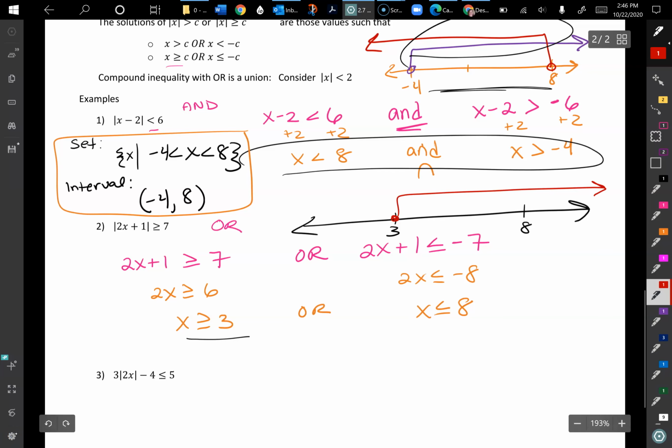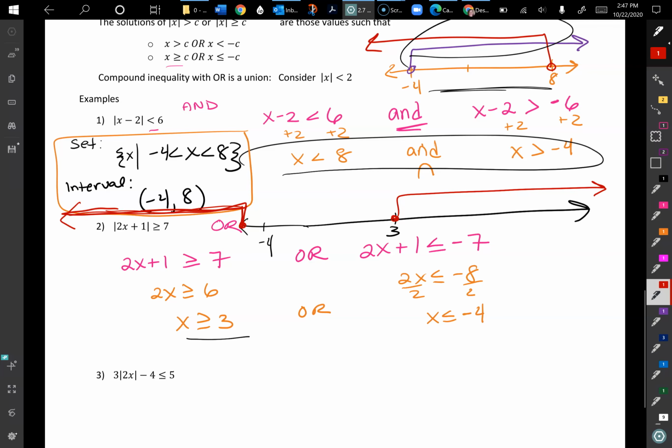I just noticed I spaced out here and I have to fix my answer. I don't know why I wrote that, but we would have x is less than or equal to negative 4 as the other one. So negative 4 would be somewhere down here, and we would include the dot, and we have everything to the left of that. Okay, so those are my two scenarios.